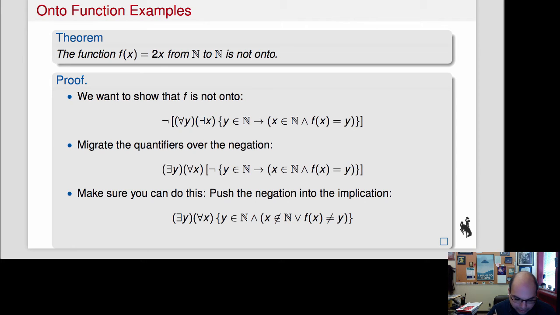Okay, now let's look at f of x equals 2x, our same example, but this time over the natural numbers. To show that it is not onto, what I need to do is show that the onto property is not true, right? I'll take the quantifiers and migrate them over to the negation. So notice they split: there exists a y such that for all x, right? So I now have a negation over an implication.